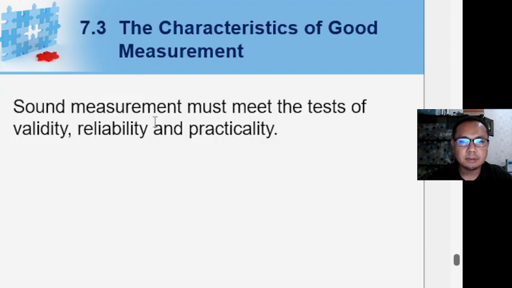So the characteristics of good measurement. Okay, so sound measurement must meet the test of validity, reliability, and practicality. Okay, so this is a very important process, especially when you develop your research methods in chapter 3. Normally we will put that in chapter 3. Okay, you must explain clearly about the process of validity, reliability, and practicality.